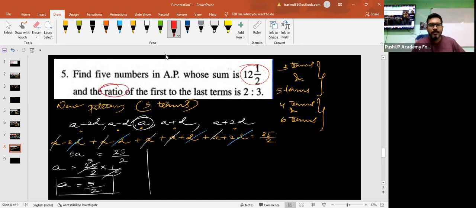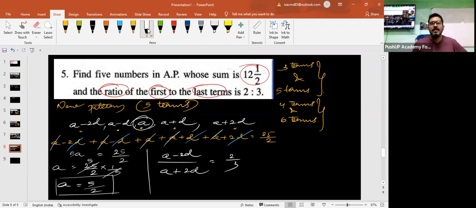The ratio. The moment you see the word ratio, put a division sign. The ratio of what, children? The first to the last term. The first term is a minus 2d. The last term is a plus 2d. And the ratio of the first to the last term would be equal to 2:3. That's all. Understood? Now let's cross multiply both sides.